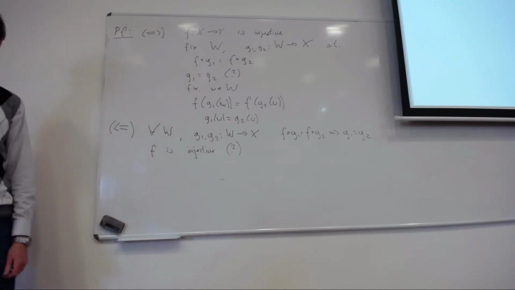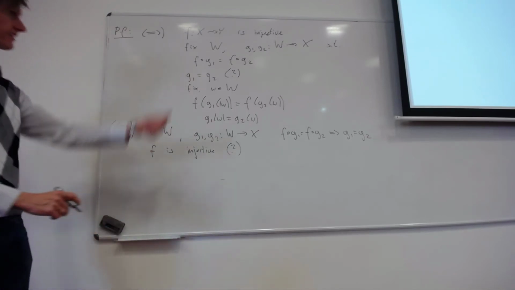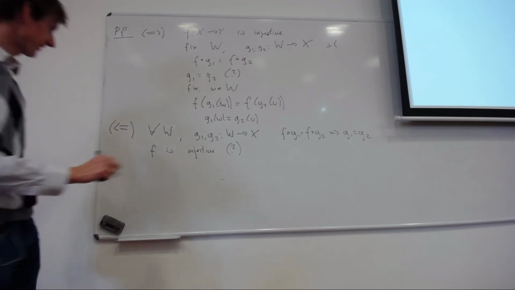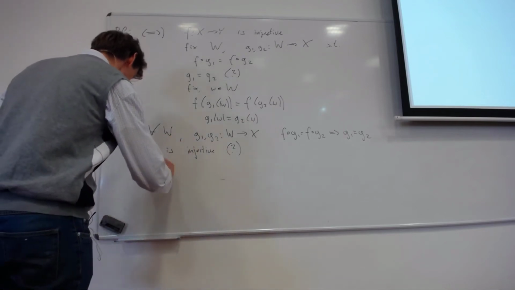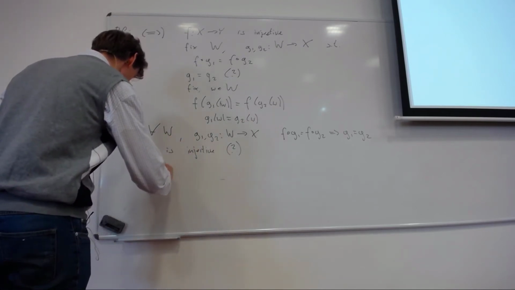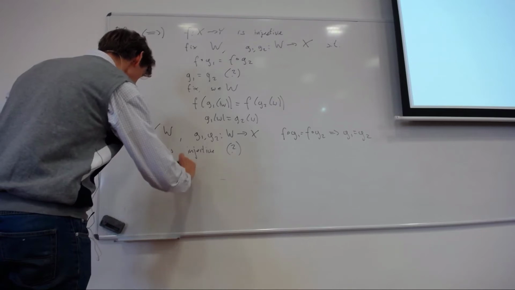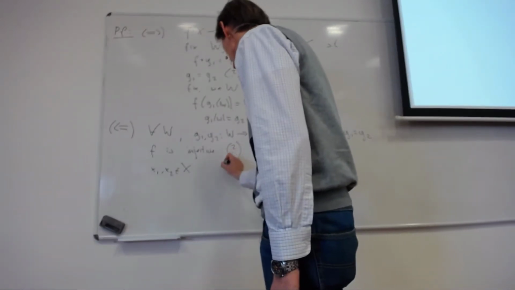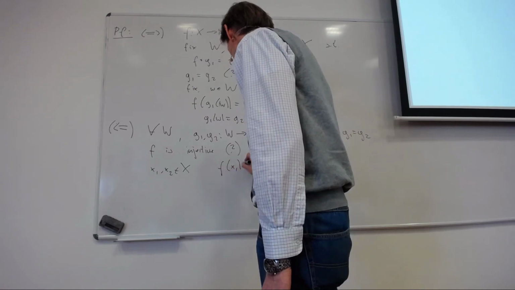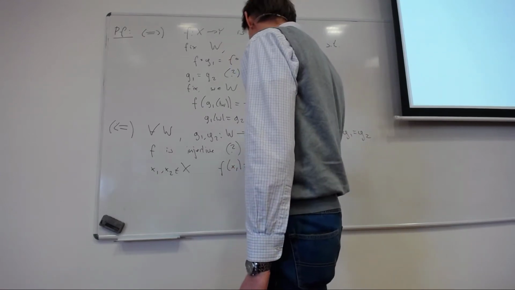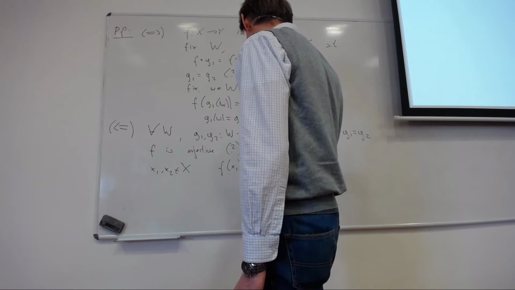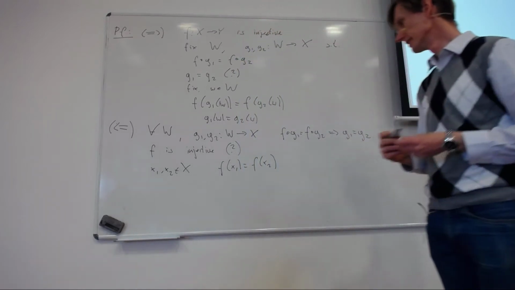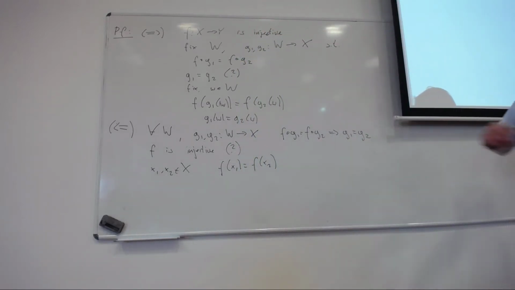All right, so let's see. Let's take some two elements of X. Let's say that we have some elements x1 and x2 in capital X, such that f of x1 is equal to f of x2. So how can we use this property?